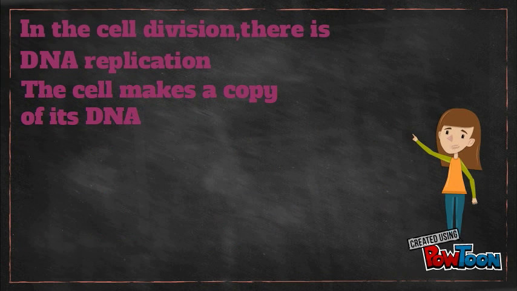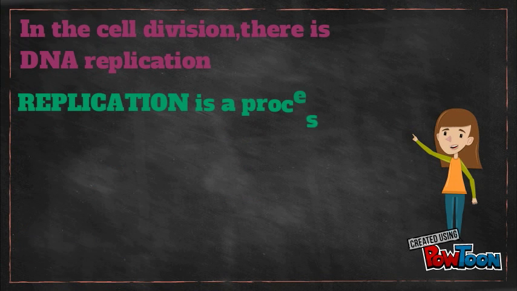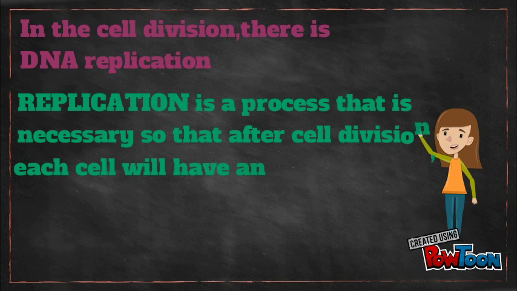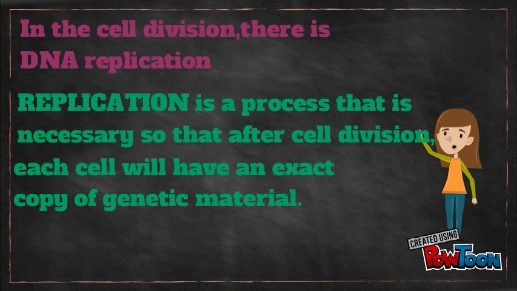In the cell division, there is DNA replication, wherein the cell makes a copy of its DNA. Replication is a process that is necessary so that after cell division, each cell will have an exact copy of the genetic material.